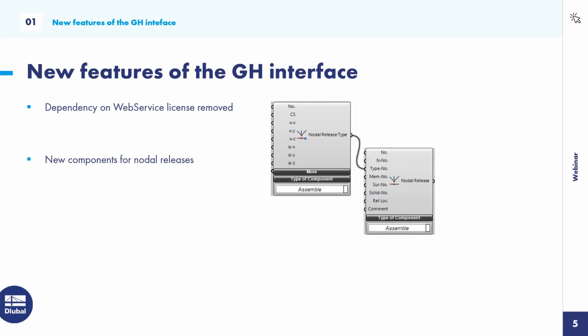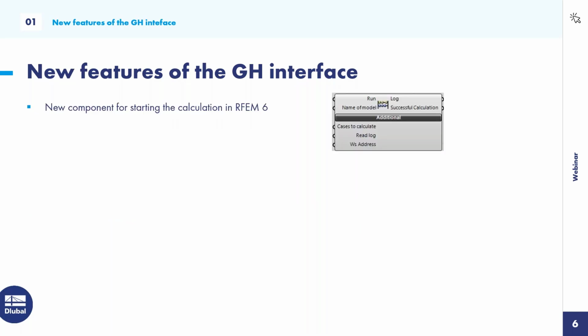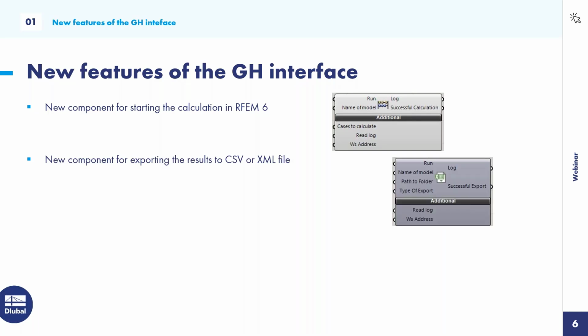We implemented new components for nodal releases and also a new component for imposed nodal deformations, both requested from our customers. Additionally, we created a new component for starting the calculation in RFEM 6. On top of that, also a new component for exporting the results from RFEM, obviously, to a CSV or XML file. I will mention those two add-ons later in chapter 5.